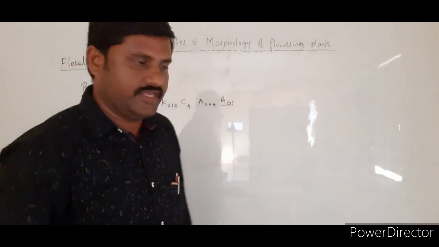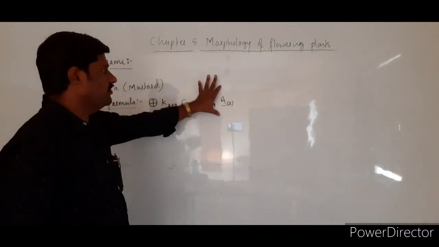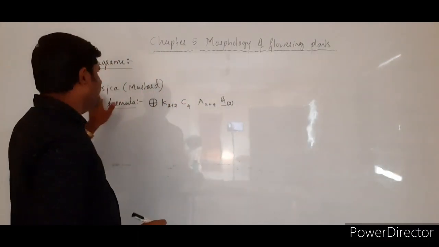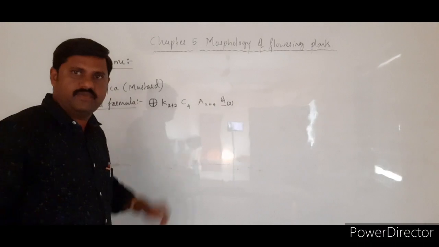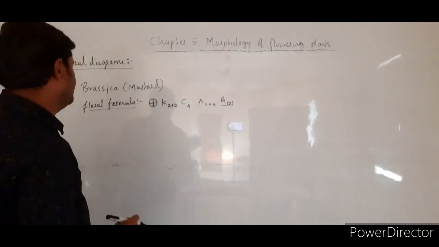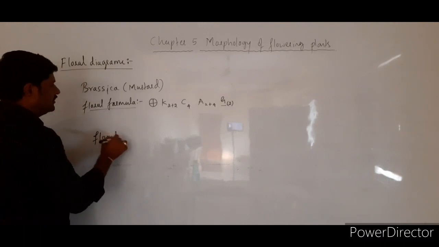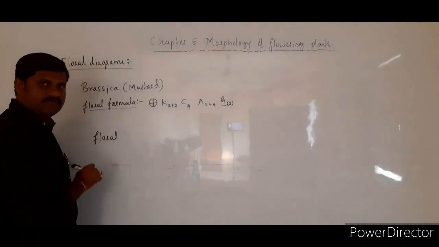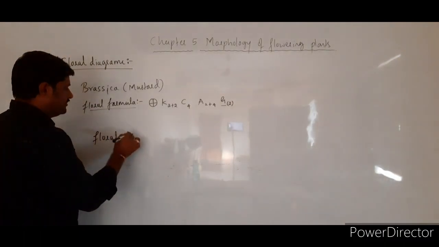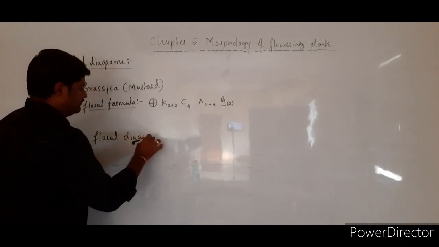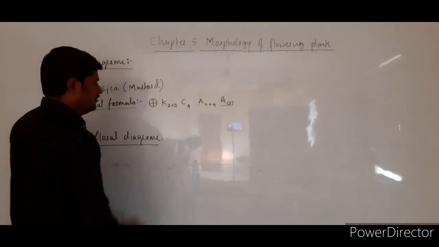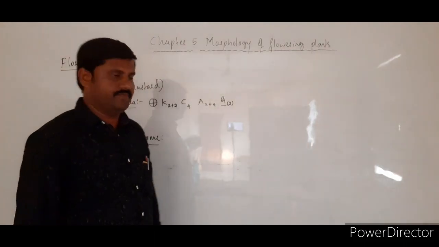Ovary is superior. This is the floral formula of a Brassica member, that is the mustard plant. So this is the floral formula that we came to know. Now we shall see the floral diagram of the same member.